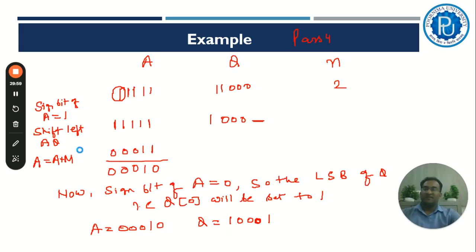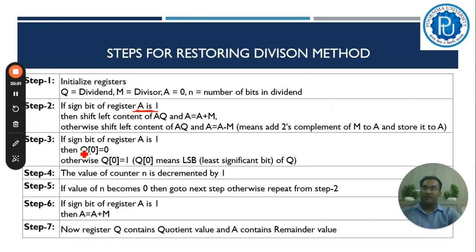So let us see the algorithm once again. What the algorithm says is that first of all we have to initialize Q, which is equal to the dividend. M is going to act like a divisor. The initial value of the accumulator will be equal to 0, and the value of N will be decided by the number of bits in the dividend.